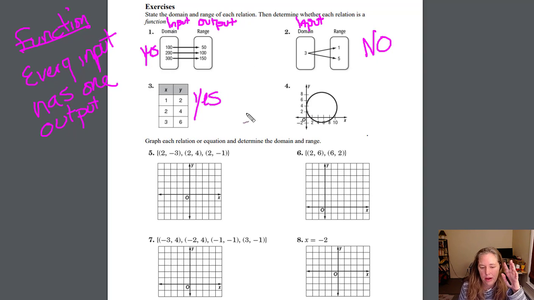Okay, we're going to talk about how to look at it in a graph in class tomorrow. So that's your introduction to what is a function.